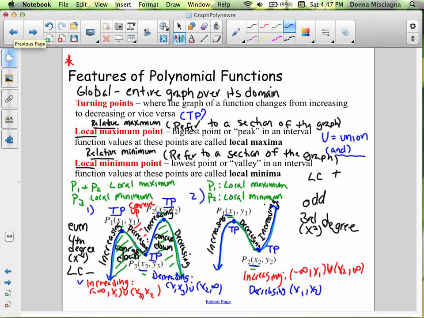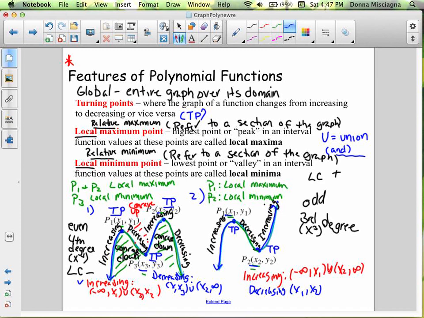So in math, we like abbreviations so that we can write things more succinctly. And so rather than writing the word and, we use the U, and the U means union, right? So union just means both of these things, this and that, right? So where it's increasing, it's negative infinity to x1 and x3 to x2, right? So that's what that means.